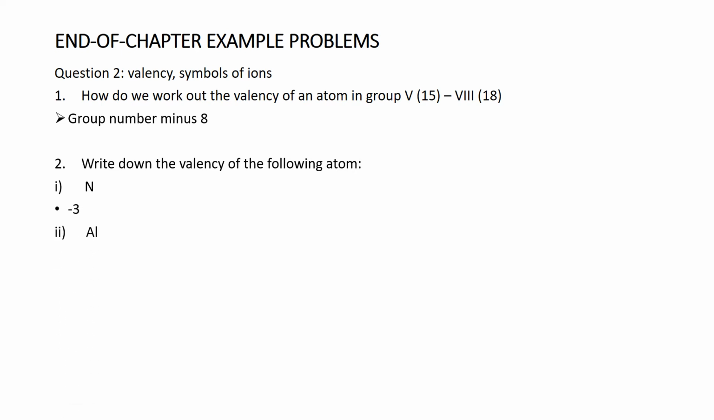Then we have aluminium. Aluminium is in group 3. So its valency will just be its group number, because remember, from group 1 to group 3, we just take the group number. Then neon is in group 8. So how are we going to work that out? We say 8 minus 8, giving us 0. Iodine is in group 7. How do we work out its valency? We say 7 minus 8, which is minus 1.